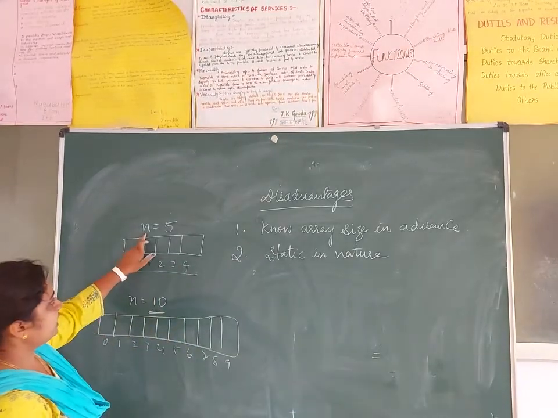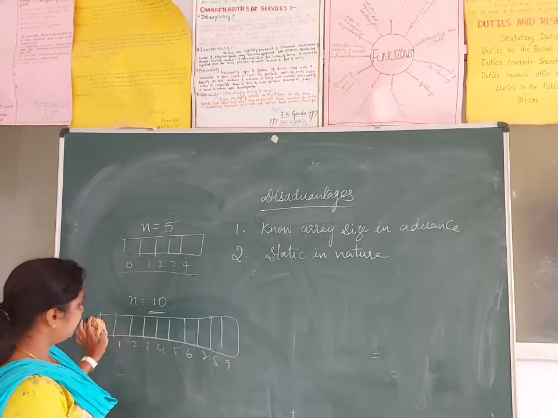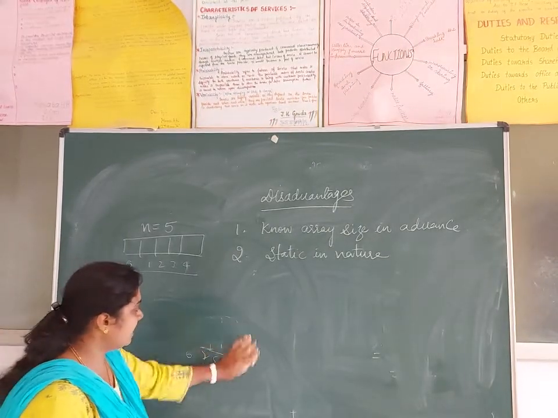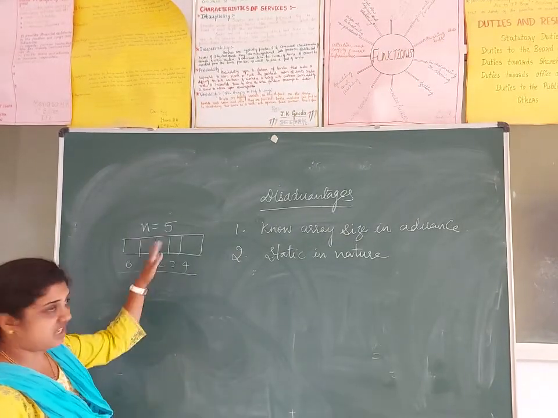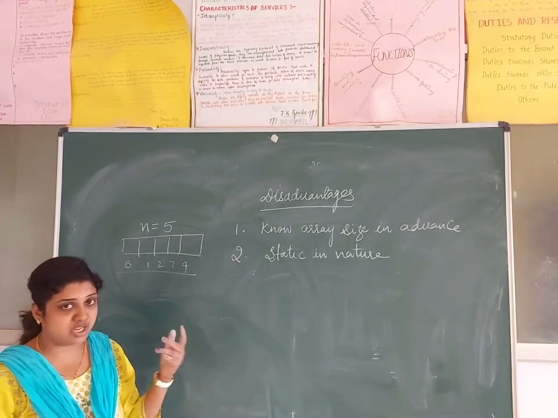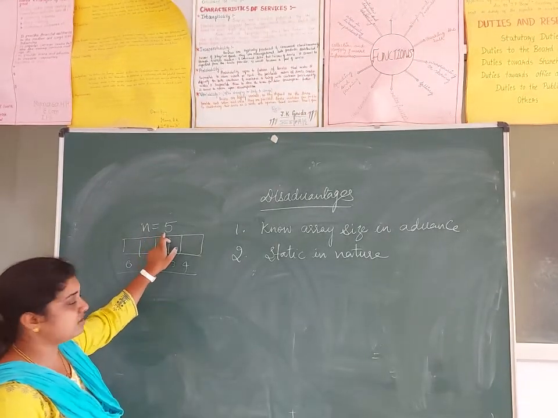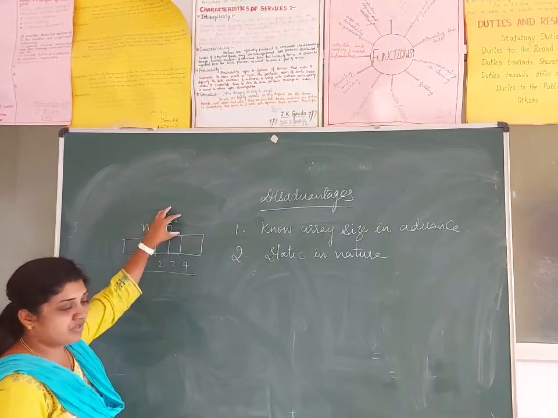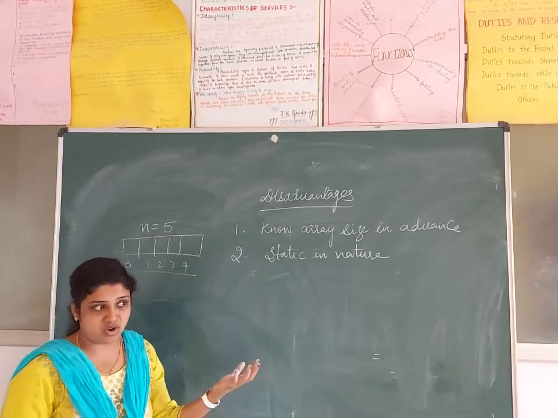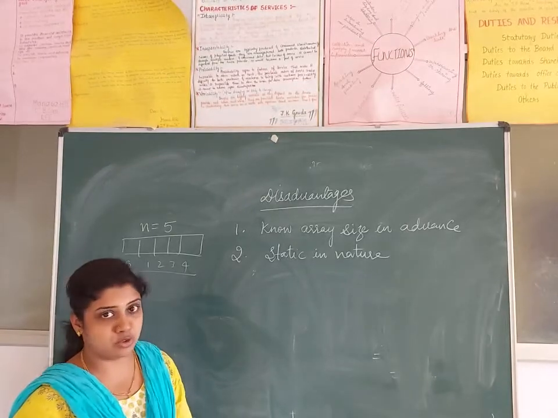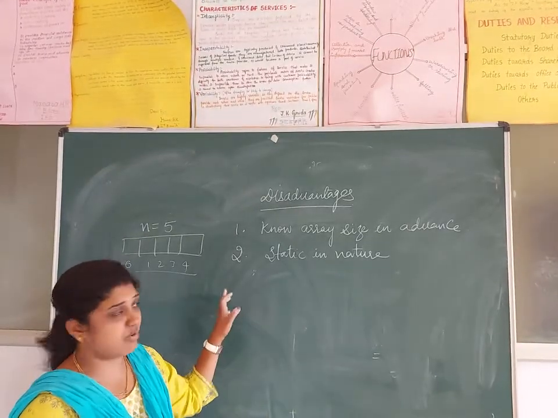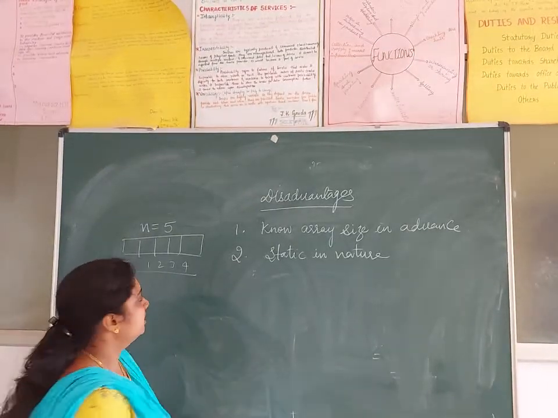See here, n equals 5 I have taken. That is my array size. It is static. It cannot be changed later, while executing. That's why you have to declare in advance n equals 5. My size is 5. Later if I want to increase or decrease the size, it is not possible in an array because it is static in nature.